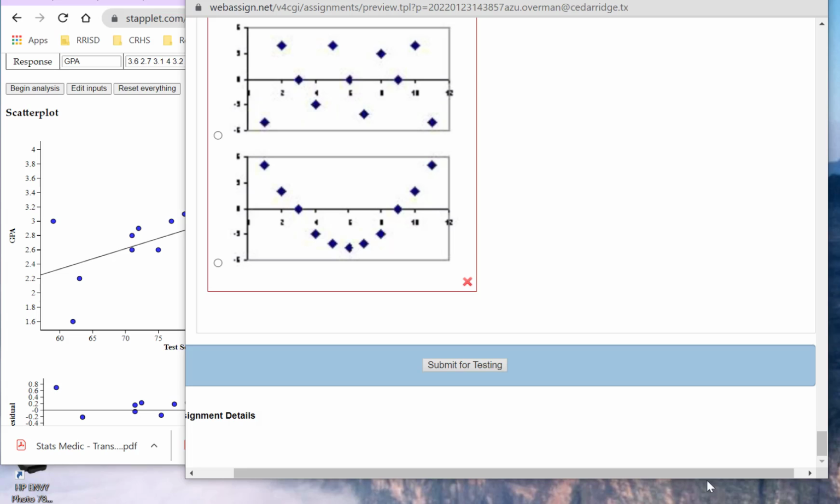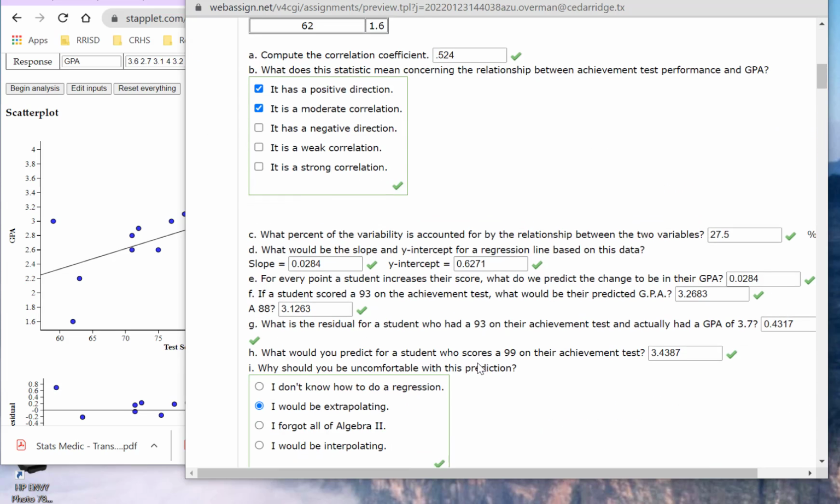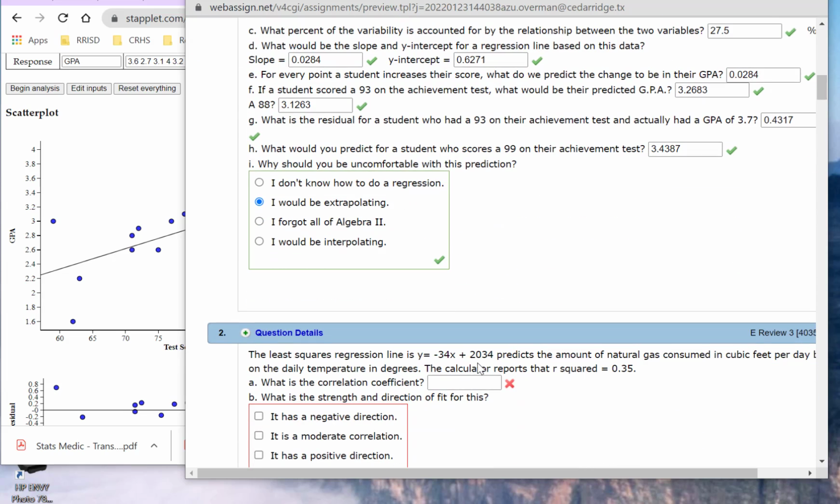Excuse me. So let's submit. Let's see how Mrs. Overman did. I haven't done this review in ages. All right, we're good there. Oh, look at that. Because it's outside of range. It's only 1 above the range, so normally you're not that worried about it. But you could. It says, why should you be uncomfortable? And that's because it is outside of the range.